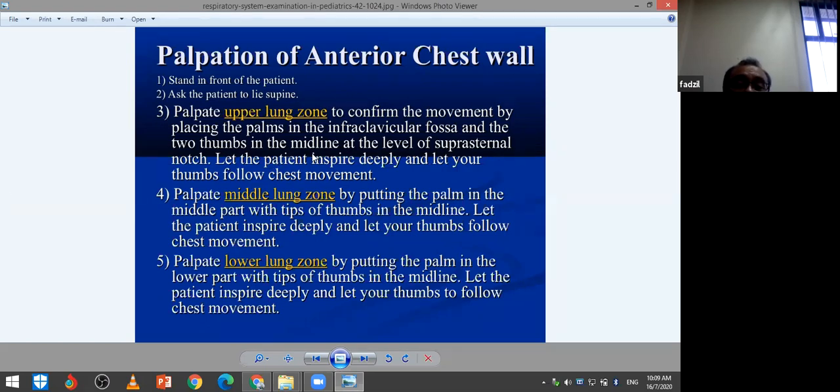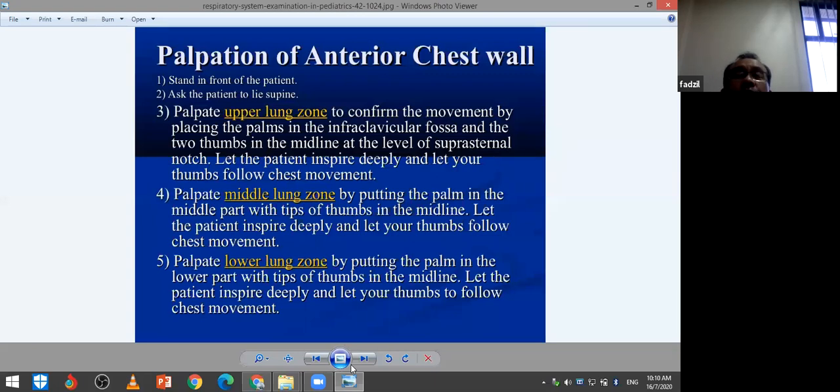2, 4 and 6, both above. Because it tells you the upper lobe, mid lobe and lower lobe. Okay, it is difficult in children. Unlike adults, where you can say 2 centimeters and so on.